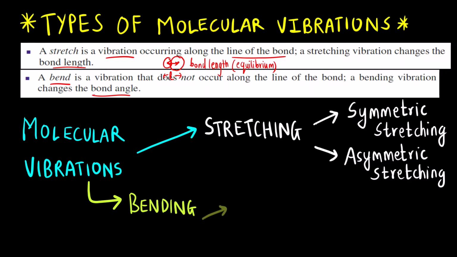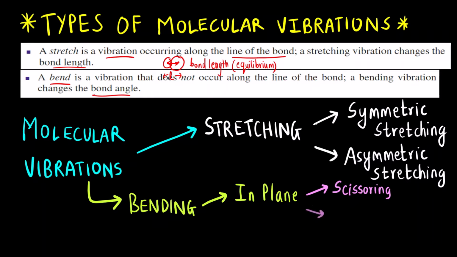If I bend a particular bond in one plane, that is called in plane bending. They are of two types. One is called scissoring and another is called rocking. Again, this scissoring and rocking is based on the direction in which I am bending the bonds. And another type of bending mode is out of plane bending.